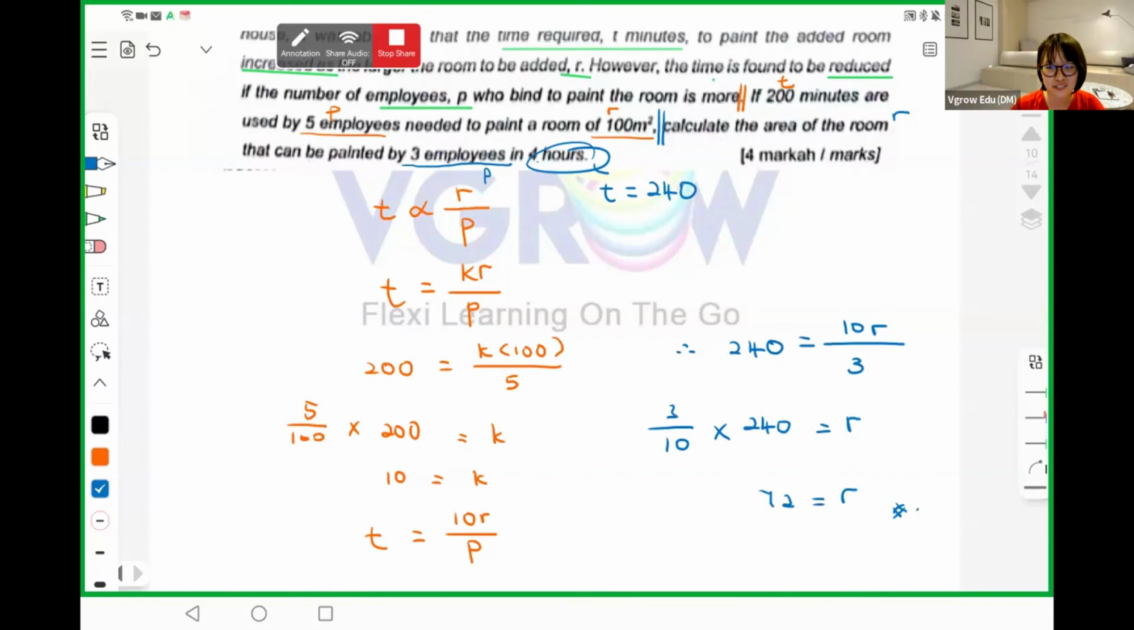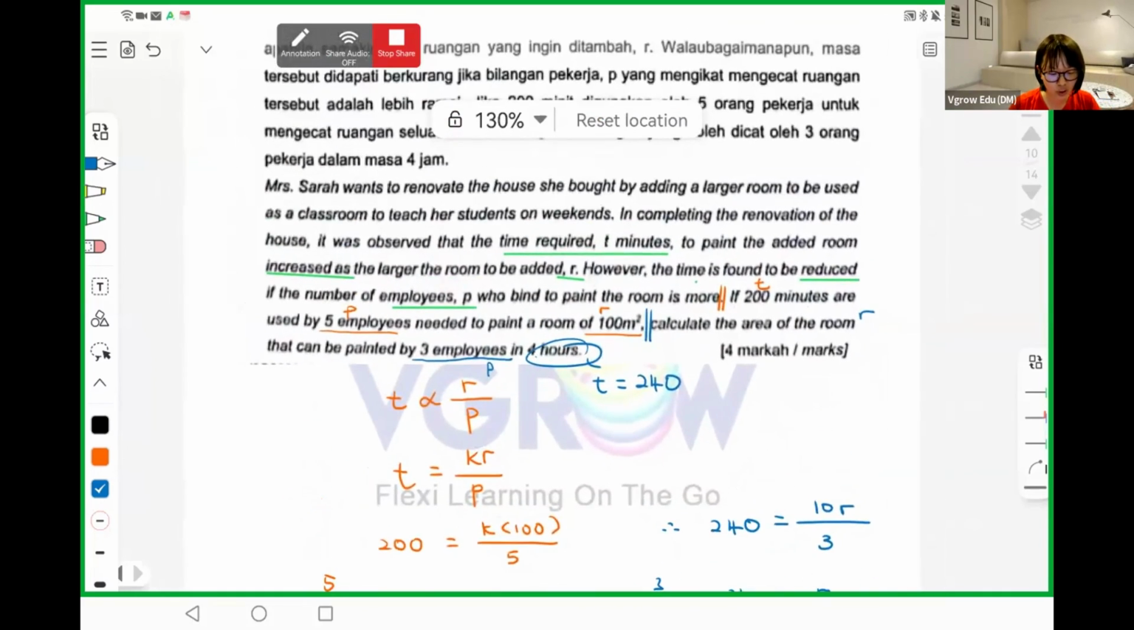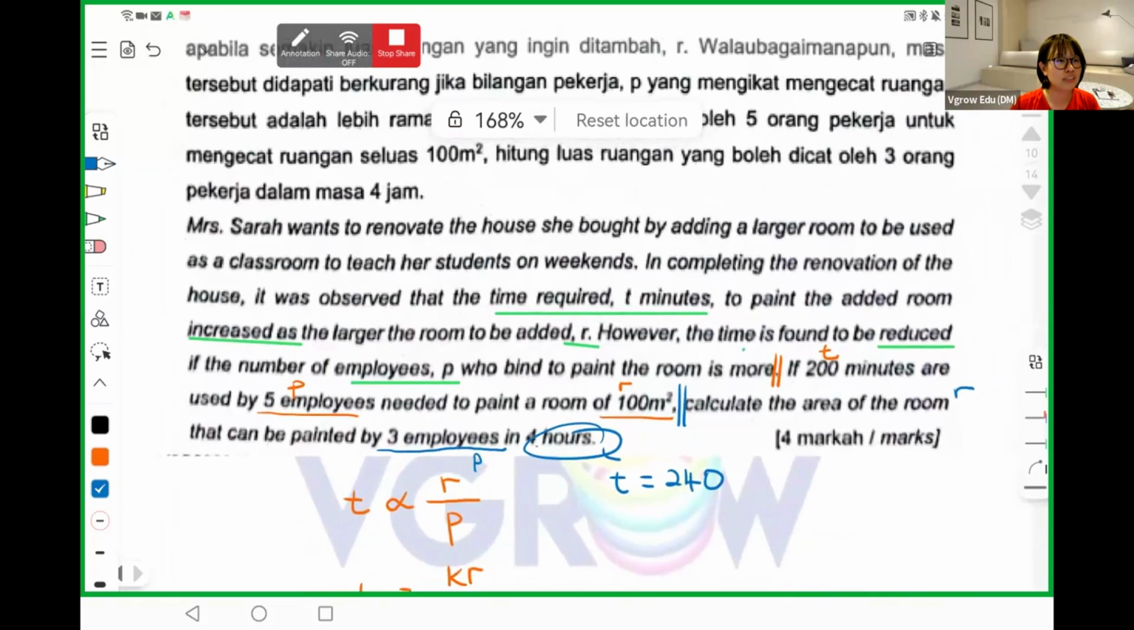So you will get the answer. It doesn't matter if the questions give you a long story. What you need to be very clear about is to find out or underline the keyword. Keyword means the important part. Like the story, the larger room, the weekends, all this is not important. What we want is the variation, right? And then what is P? The number 5 represents what? That is the important part.